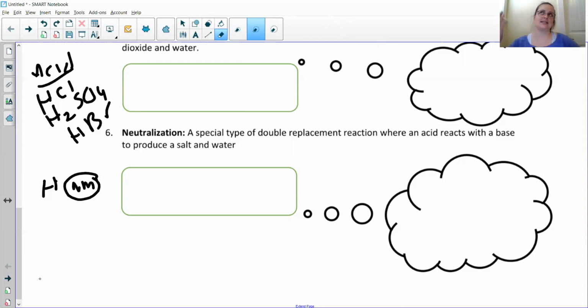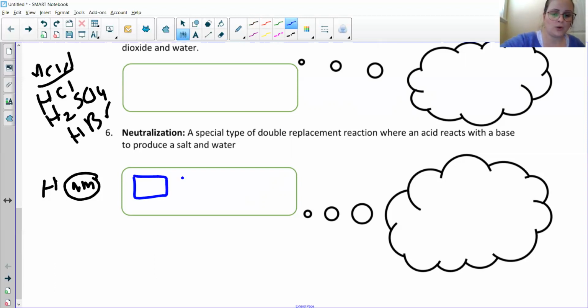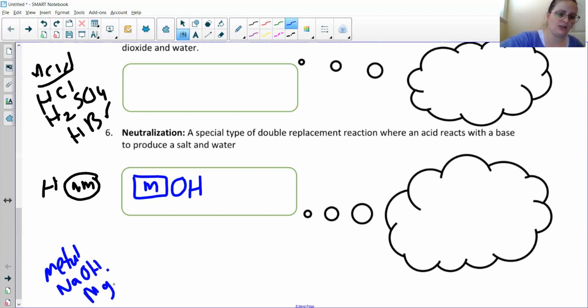So what makes an acid is that when the compound goes into water, a hydrogen ion will break off, and that H plus floating around is what makes things acidic. Now a base is a metal with a hydroxide ion. So this is a metal. So an example of our metals would be things like NaOH, MgOH2.